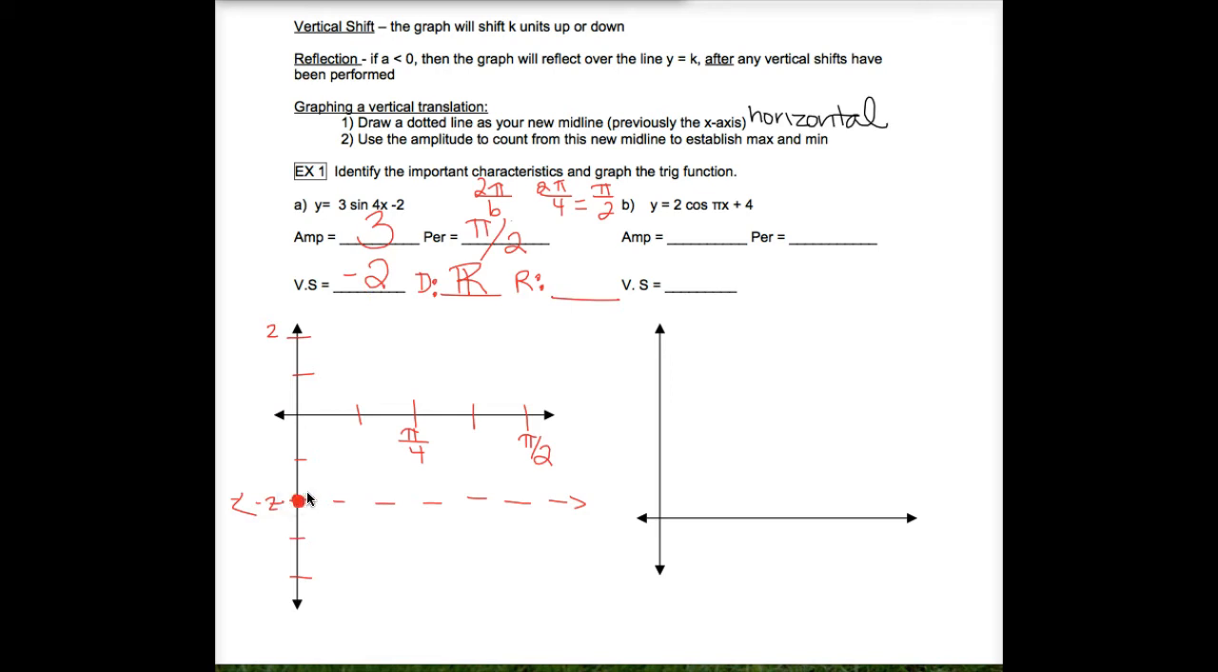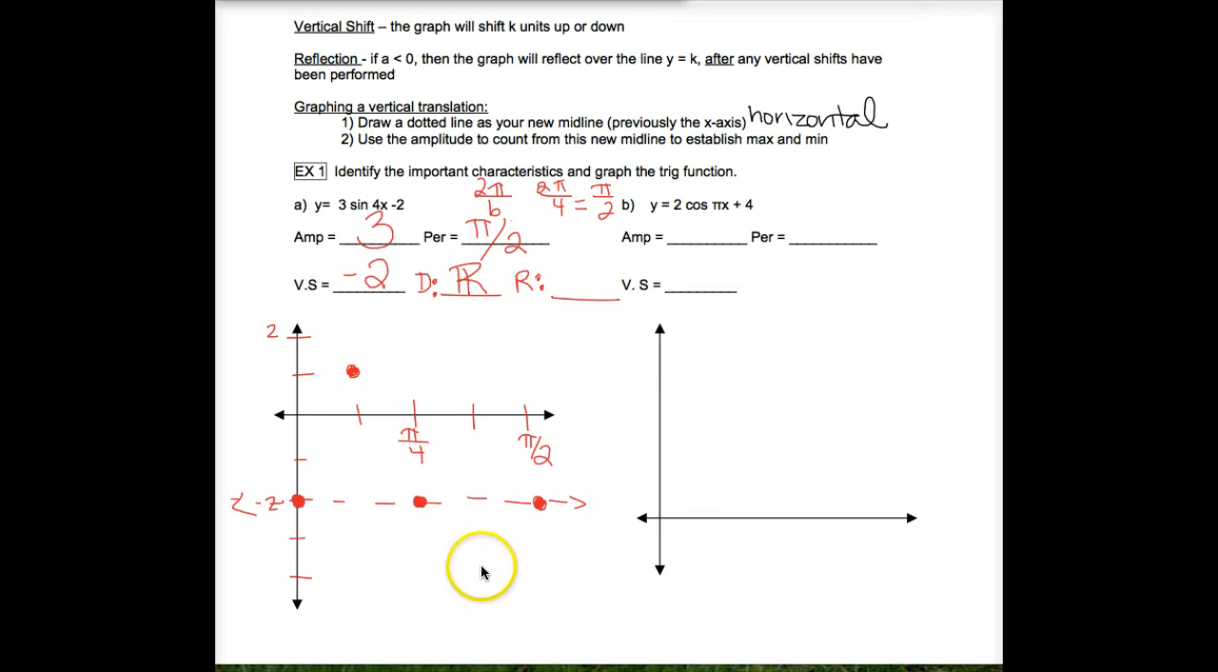Now the shape stays exactly the same. We start at the midline, we go up to a max, back to the midline, down to a min, back up to the midline. So I know that at every other dot, I'm coming back to the midline. So midline here, midline here. So first one's going to be the max. Now how far up do I go is my amplitude. So I'm going to go up 3 units from my midline. 1, 2, 3. So there's my maximum.